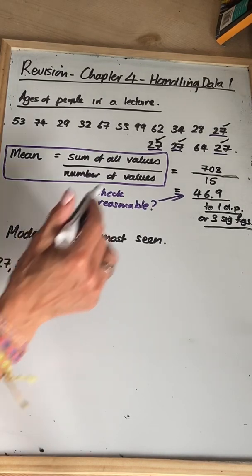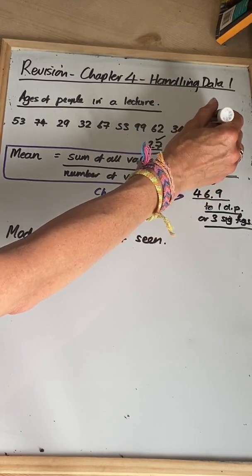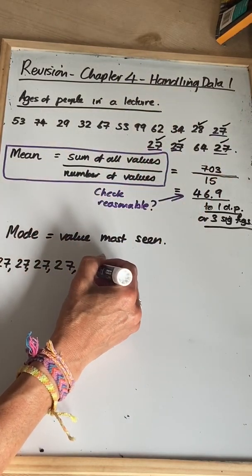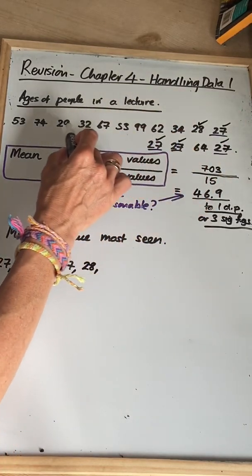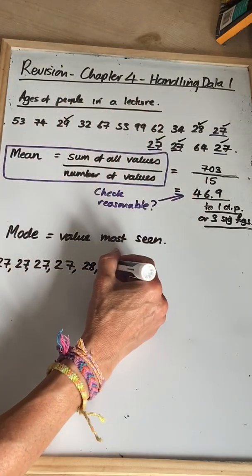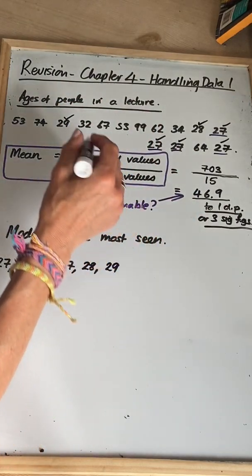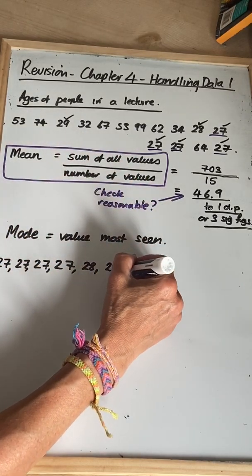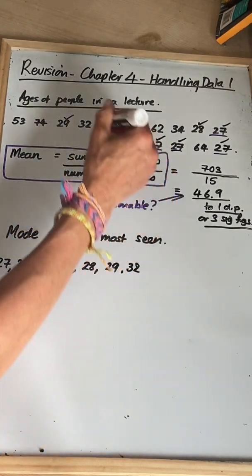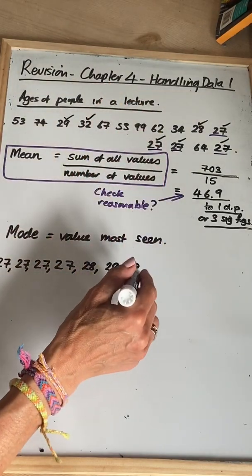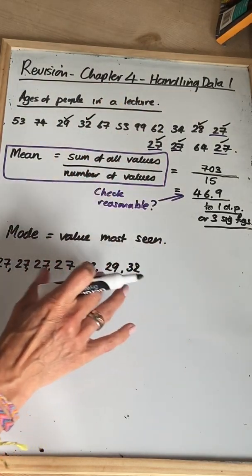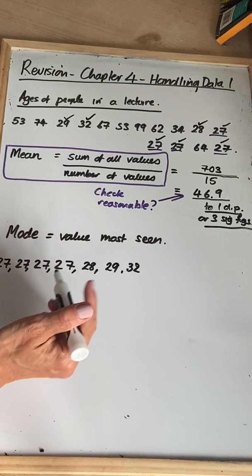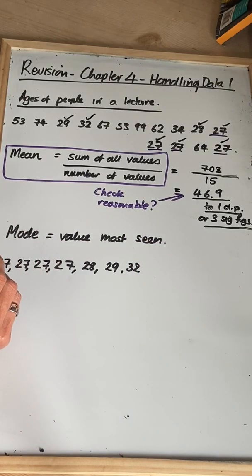Okay, now I've got a 28 there, so I'm going to do that one next. 28. I've got a 29. I've got a 32. I think that's my next one. Sometimes it's good if you've got a little bit of space on your page, which I haven't really got. If you've got a bit of space, leave a bit of space just in case you have to slot one in. 32 is the next one.